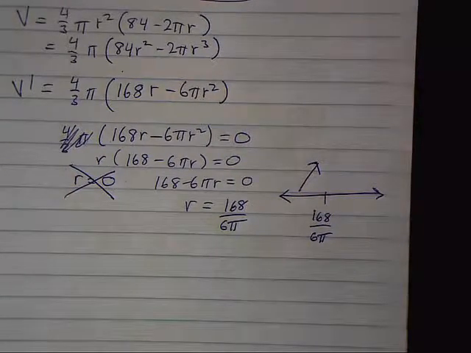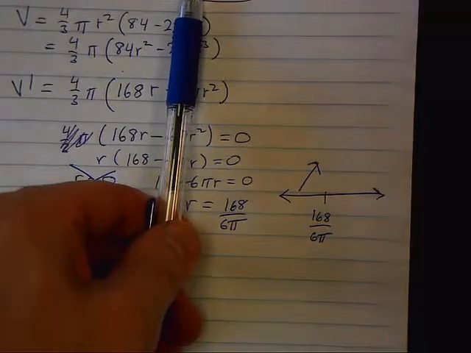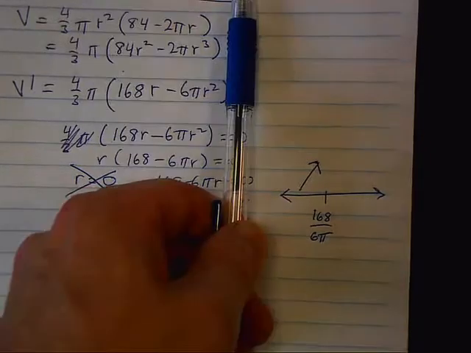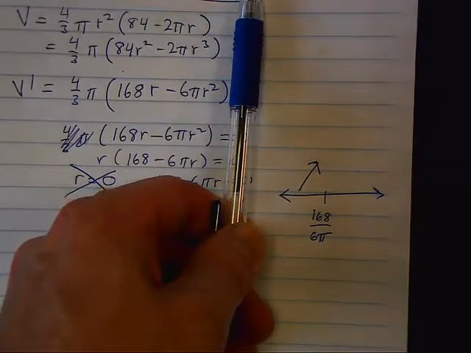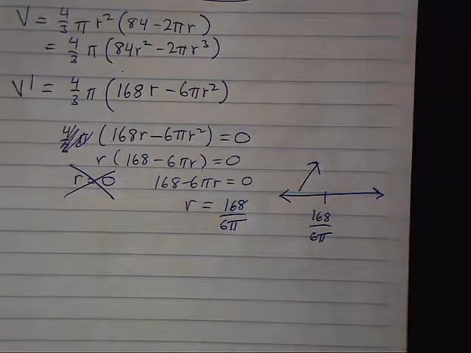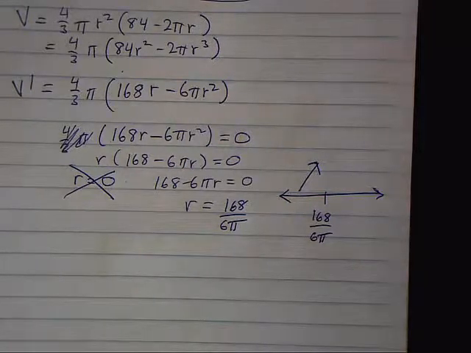Favorite number bigger than 168 over 6 pi? I can't use 1,000. Why not? It's not in the domain. In fact, what's the biggest possible number for r? Well, it would even have to be smaller than 84, wouldn't it? Because if r is 84, then I'm going to have 84 times 2 pi plus h equals 84. That can't happen either. It actually has to be smaller than 84 over 2 pi. So I need a number bigger than 168 over 6 pi, but smaller than 84 over 2 pi. 10? 10 works? All right.